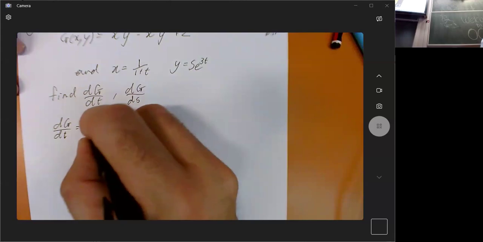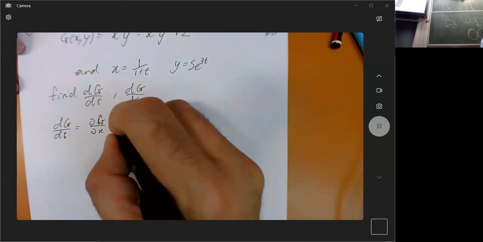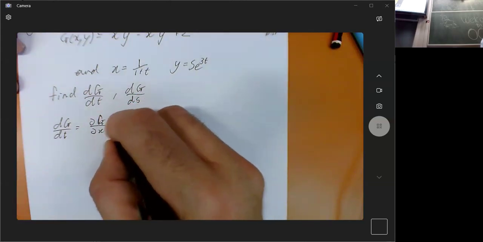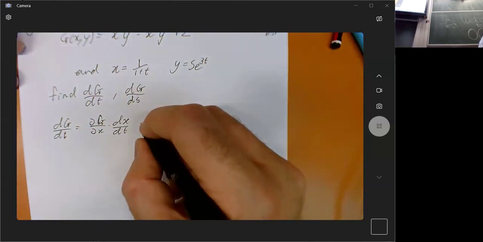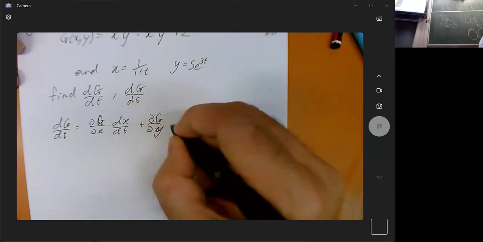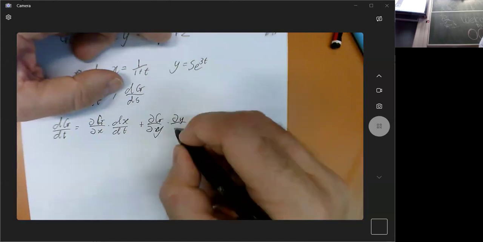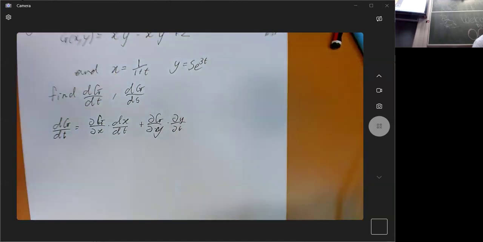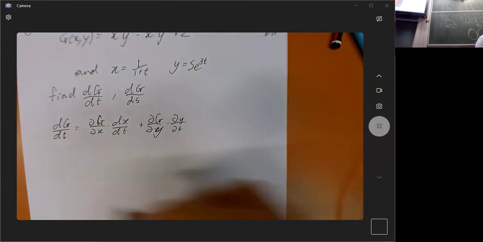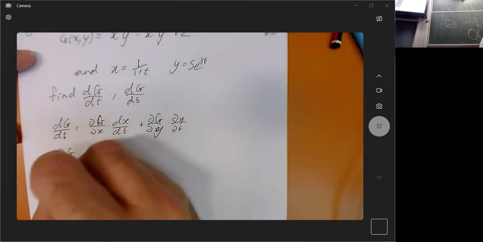Okay, so dg on dt is going to be equal to, so I'm going to do the partial derivative of g with respect to x times the derivative of x with respect to t, plus the partial derivative of g with respect to y. Y is defined in terms of two variables. And so I'm going to have to do it this way. All right. So state my rule nice and clearly. dg dx.